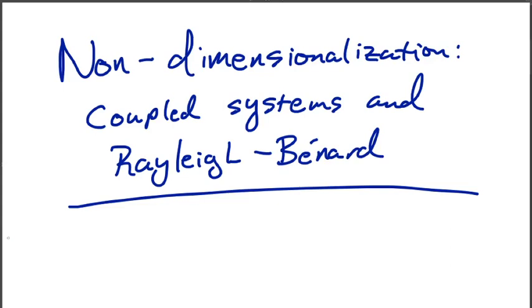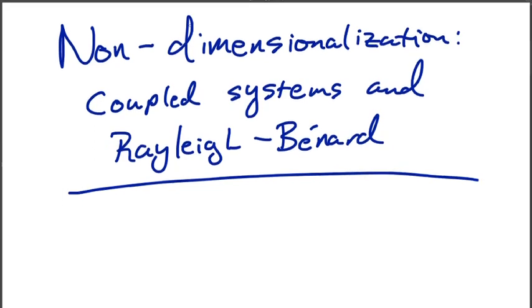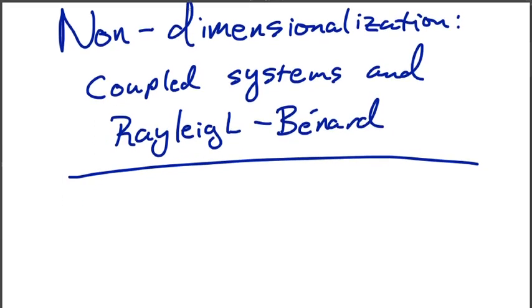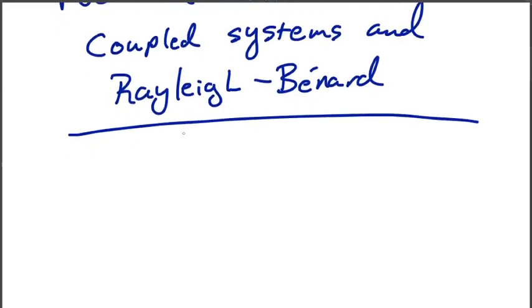The next stage in our exploration of non-dimensionalization is to consider how to non-dimensionalize a coupled system of partial differential equations. We're going to look at the Rayleigh-Bénard equations, which are often used for modeling convection, as our archetypical coupled system of equations. The Rayleigh-Bénard equations have a number of terms. They've got three equations and three unknowns, one vector and two scalar.